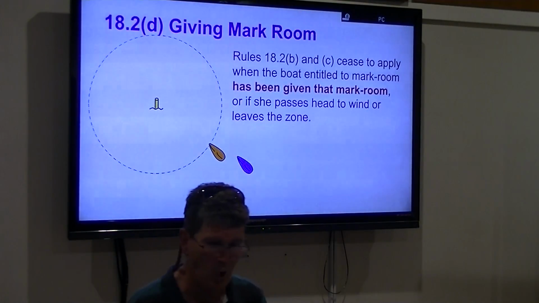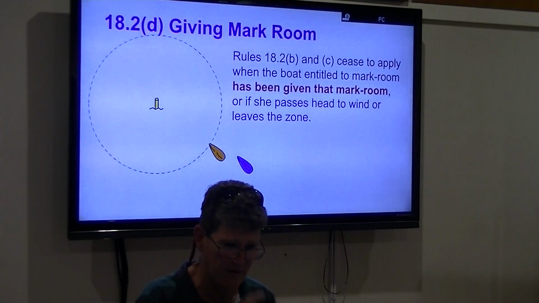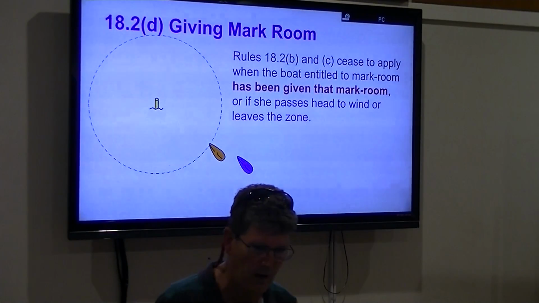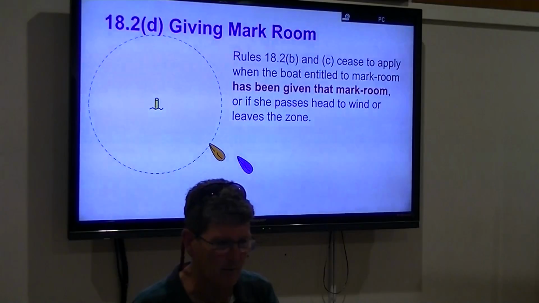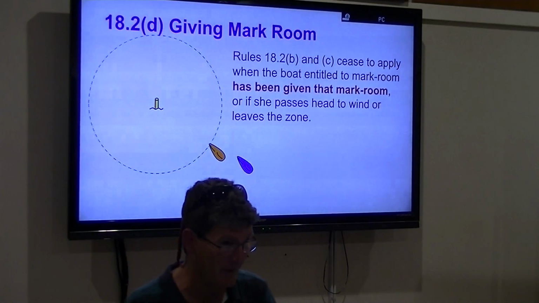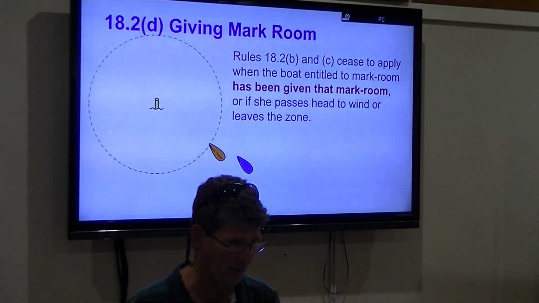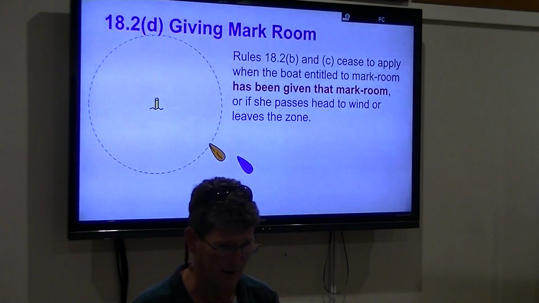But when do they round the mark? When does it cease to apply? So they say rules 18.2b and c cease to apply when the boat entitled to mark room has been given that mark room. It's kind of self-evident. You're allowed mark room until you've been given mark room. What the hell does that mean?